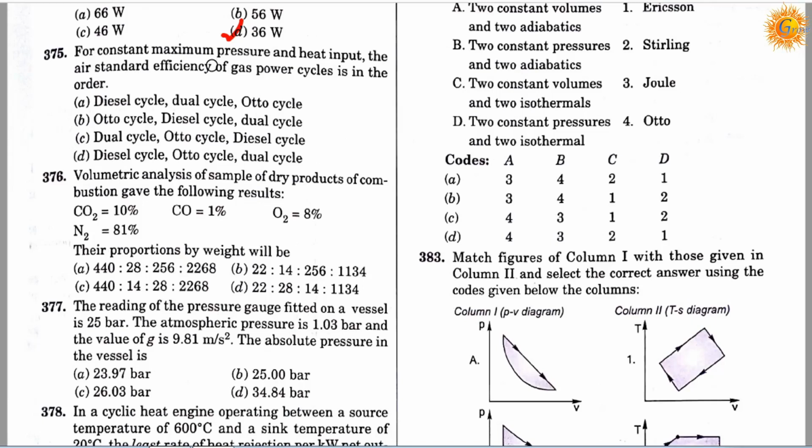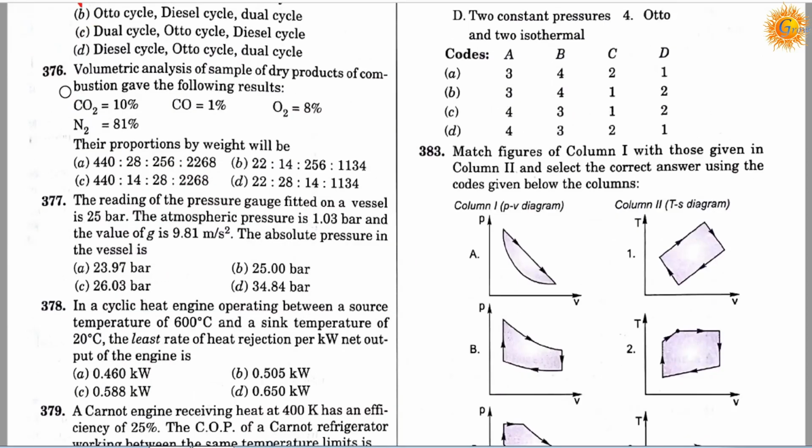For constant maximum pressure and heat input, the air standard efficiency of a gas power cycle is in the order of option A, the diesel cycle, and then dual cycle, and then Otto cycle. Option B, Otto cycle, diesel cycle, and dual cycle. Option C, dual cycle, Otto cycle, and diesel cycle. Option D, diesel cycle, Otto cycle, and dual cycle. So the correct answer will be A. First will be the diesel, and then dual, and then Otto cycle.